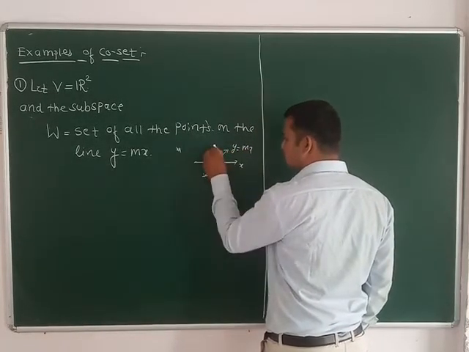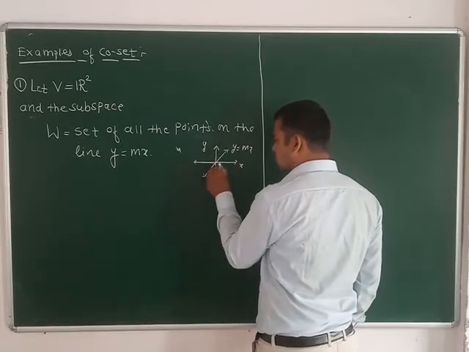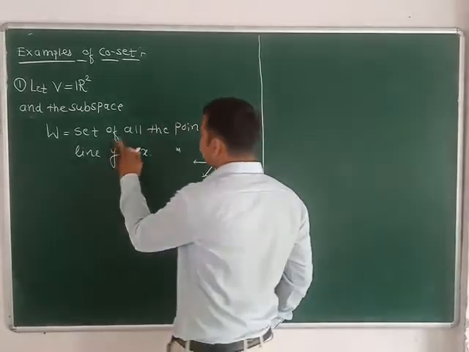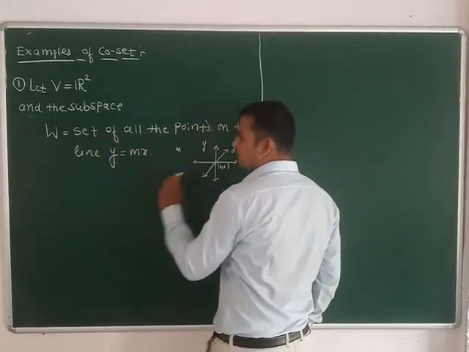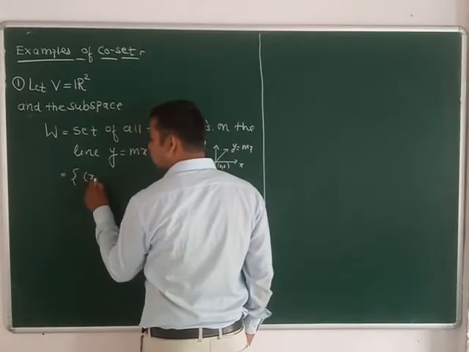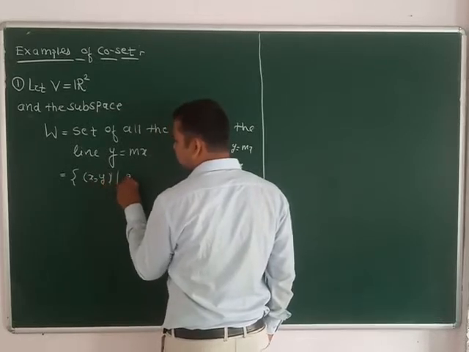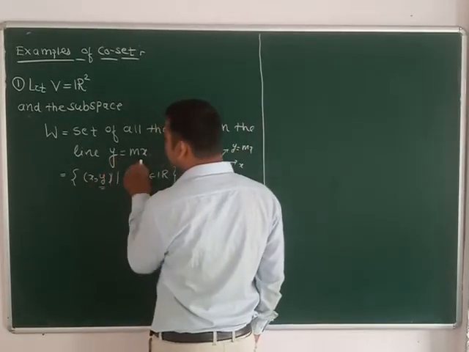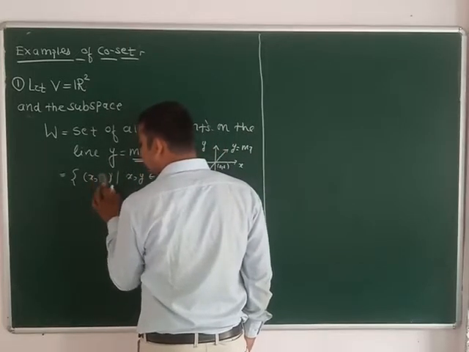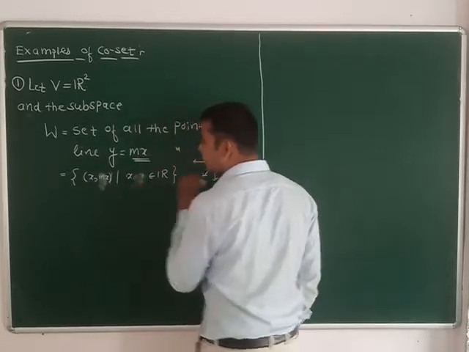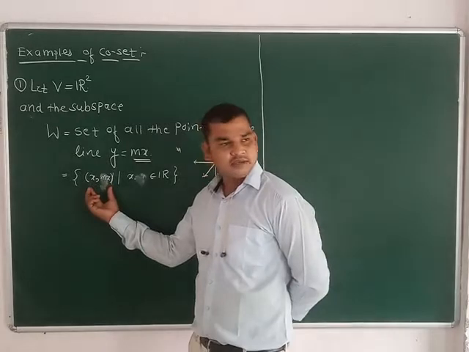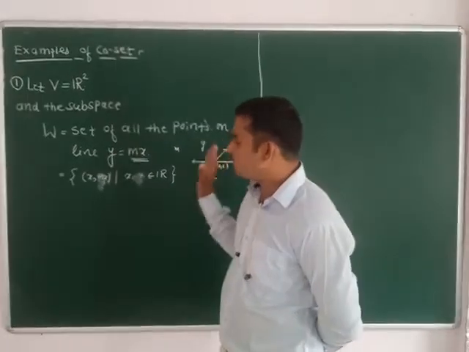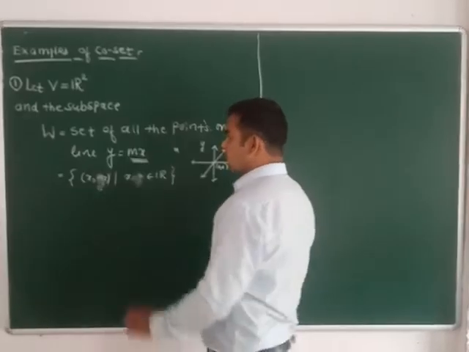So this is the line y is equal to mx. This is our x-axis, this is our y-axis, and this is the origin. So it has an uncountable number of points on this line. So this set W is the set of all the points on the line y is equal to mx, that is, x comma y such that x comma y belongs to R. But here y is equal to mx, so I am replacing this y by mx. So W is the set of all the points x comma mx. This is our subspace of R2, and we know that this is a subspace of R2 by applying the conditions of addition and scalar multiplication.